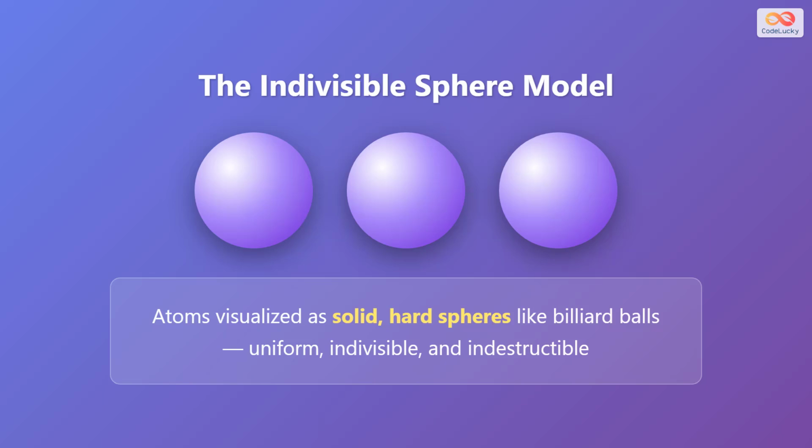Dalton visualized atoms as solid, hard spheres, similar to billiard balls. In his model, atoms were uniform, indivisible, and indestructible. Each atom was thought to be a perfect sphere with no internal structure. This simple model helped scientists understand and predict chemical behavior, even though we now know that atoms do have internal structure.